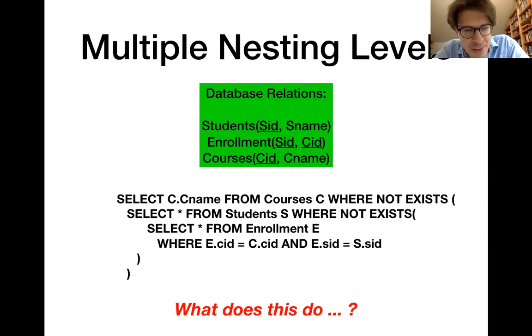And here, in this query, we are first iterating over courses. Then next, we are iterating over students. Then next, we are iterating over enrollments. Does anyone have an idea what this query is doing? Any propositions?